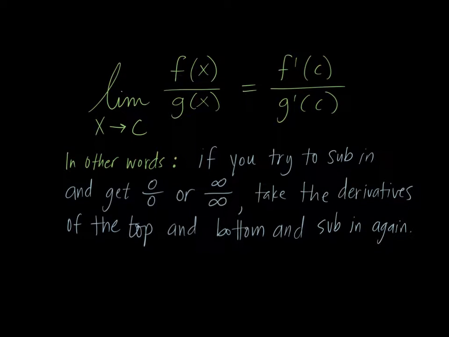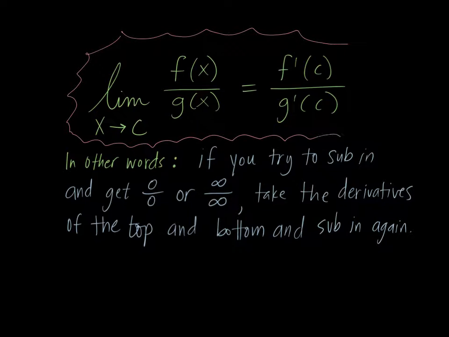So here's the rule. Here's what it looks like in symbols. The limit as x goes to c of f of x over g of x. So this is going to work for rational style problems where you have a fraction situation. It's the same thing as f prime of c over g prime of c.